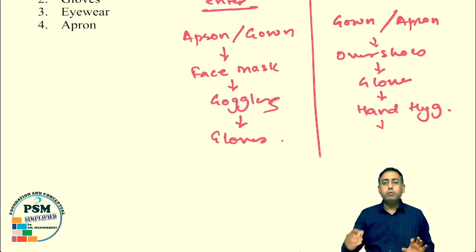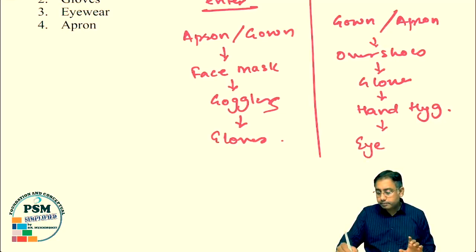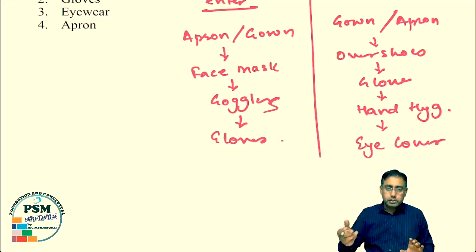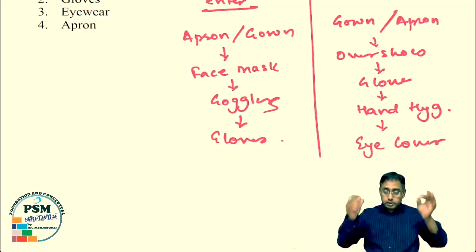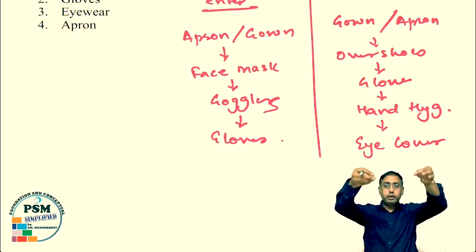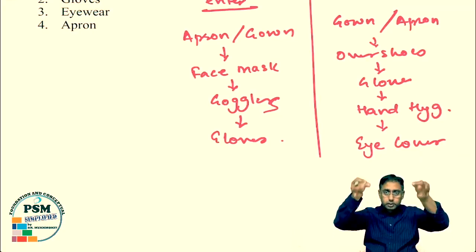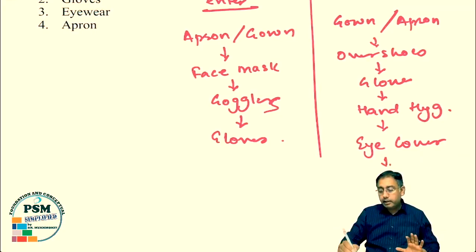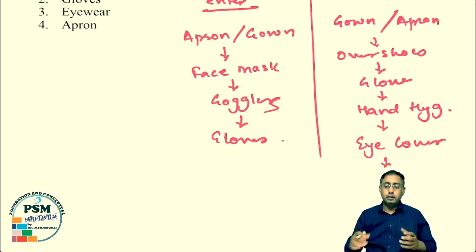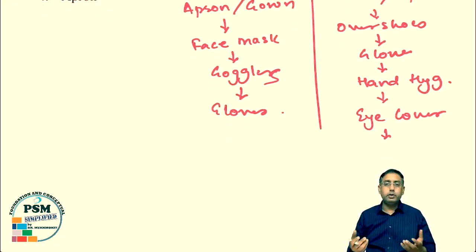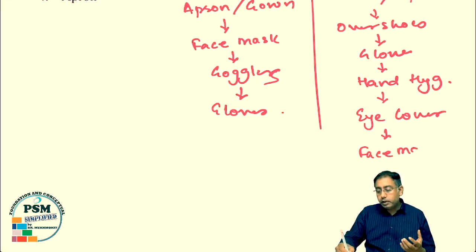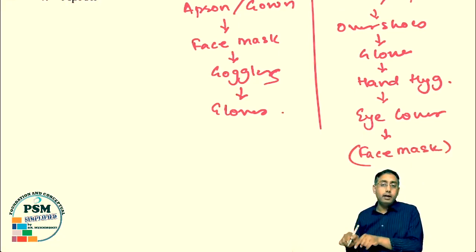Now after this, you remove the eye cover, and in the last, you remove the face mask. So you remove the eye cover or the goggles first, and from behind, you need to take them off like this. And then in the last, the protocol says you need to remove the face mask also. The face mask is usually removed not inside the isolation room.